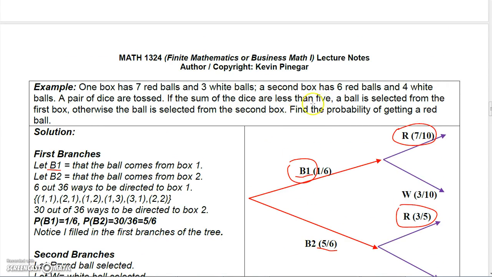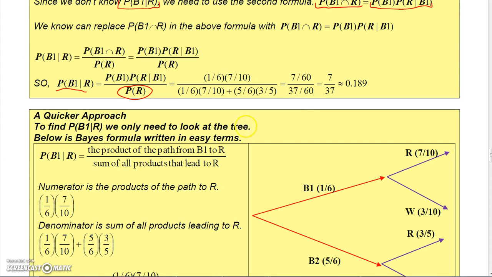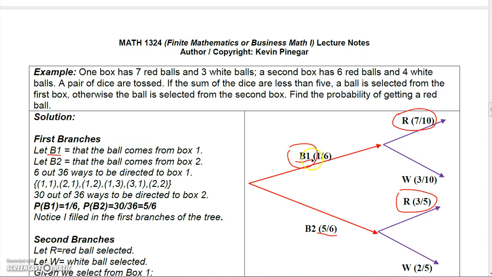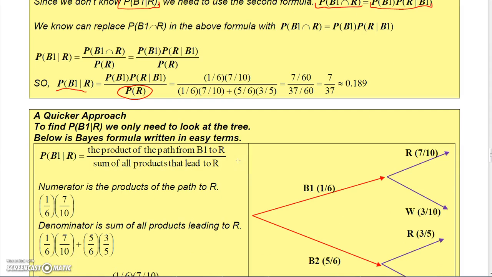Well, the probability of red given box 1 was 7/10, and then on the bottom I have to find the probability of red, and remember, for the probability of red, I had to multiply the paths that took me to red, 1/6 times 7/10 and 5/6 times 3/5, and I added them together, so that's the denominator. And when I did all this together, I got 7/60 out of 37/60, which reduces to 7/37, or about 0.189.